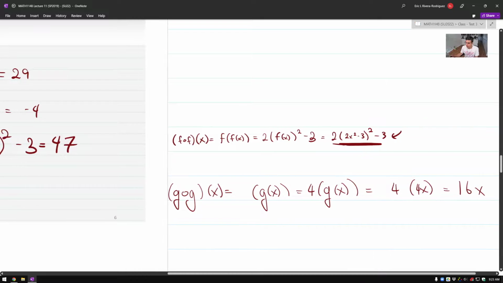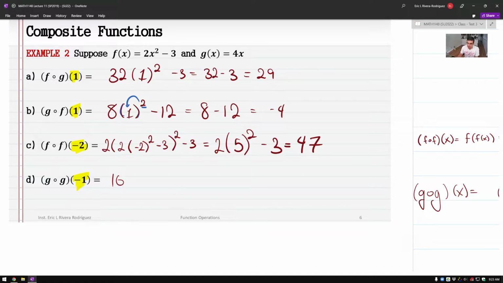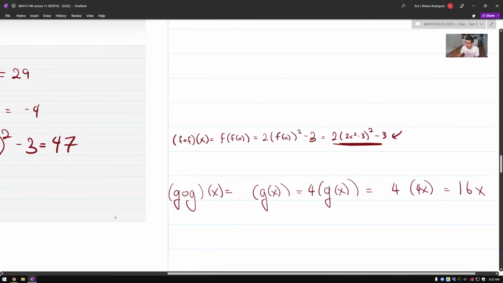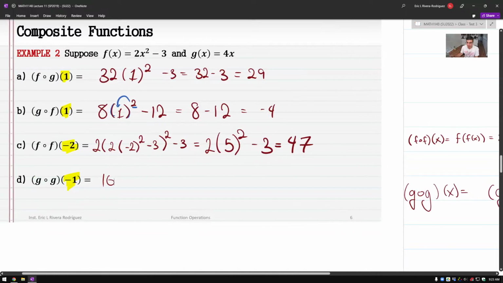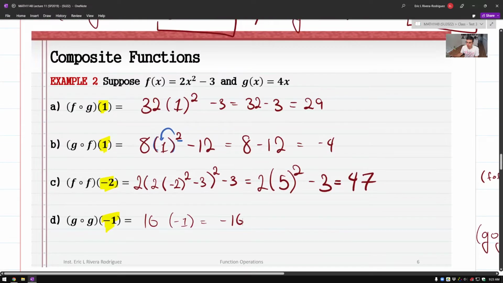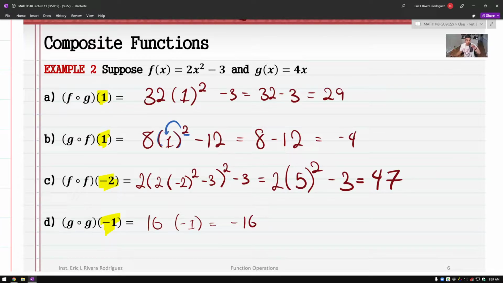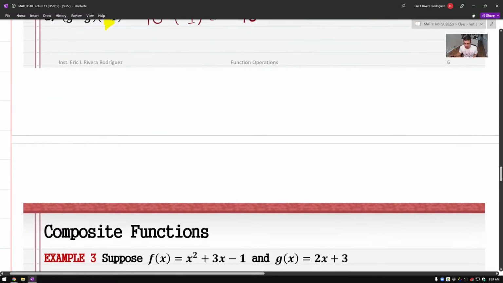Now, what are you doing here? So we have 16 times -1, so the value is -16. Any question on this one? All right, so let's move to the next slide.